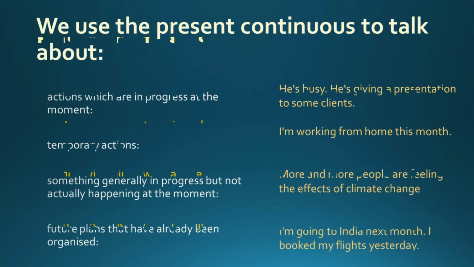On the other hand, we use the present continuous to talk about actions which are in progress at the moment. For example, he is busy. He is giving a presentation to some clients. The activity, presentation, is in progress at the moment. Or we use present continuous to talk about temporary actions. For example, I'm working from home this month. The activity, working from home, is a temporary action and it is just for this month.